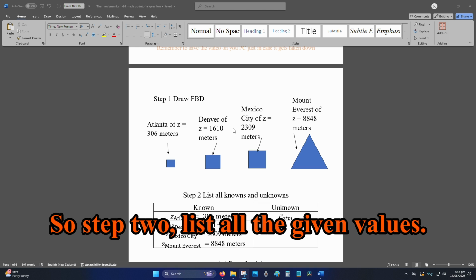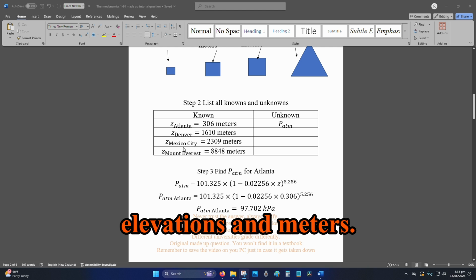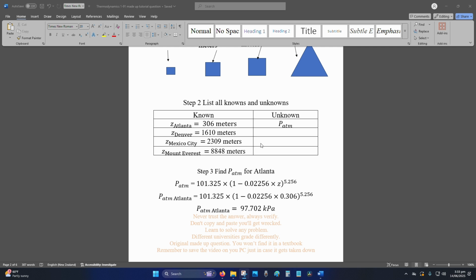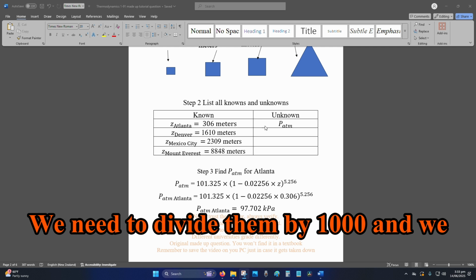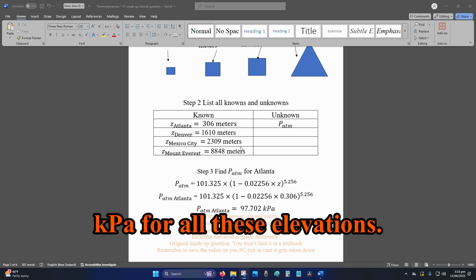So step 2, list all the given values. So they give us the elevations in meters. Keep that in mind. We need to divide them by 1,000. And we want to find the atmospheric pressure in kPa for all these elevations.